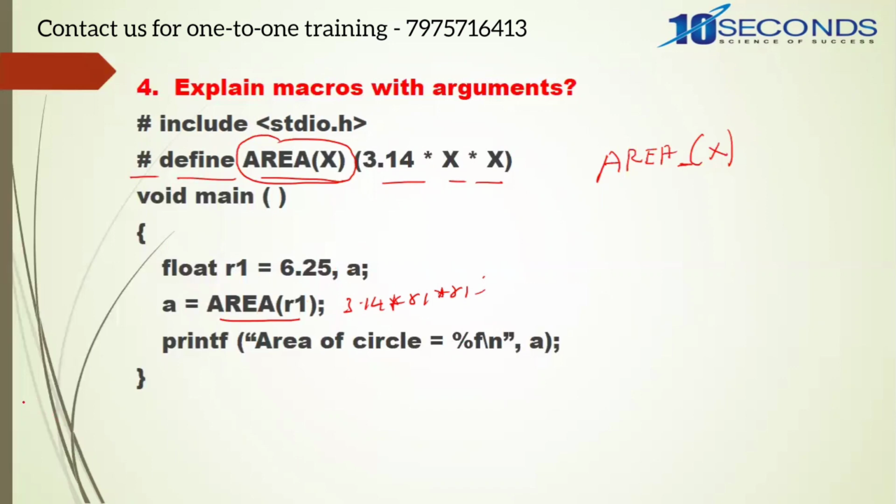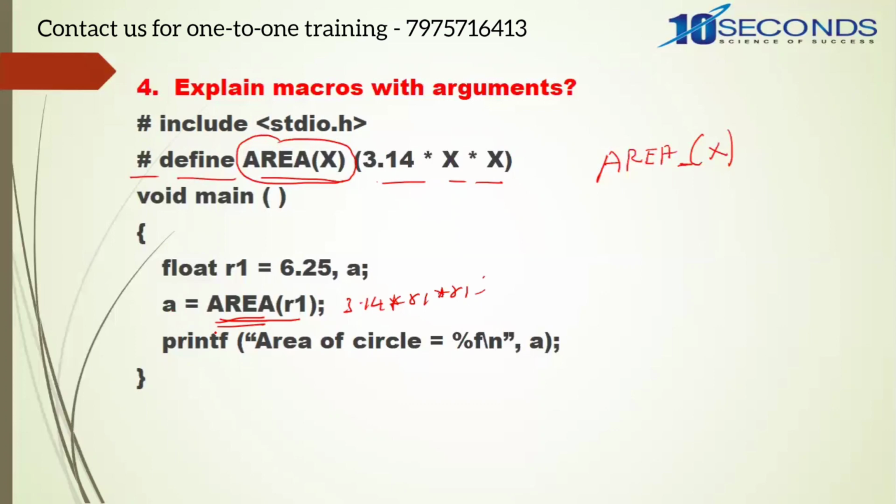But the only drawback is that macros are suitable only if the function definition is very small, with few statements like 3.14 into x into x. If more lines are part of the function definition, then macros are not advisable, because if you call a macro in 100 places, in all 100 places that function call will be replaced with the function definition. So the size of the source code will increase.